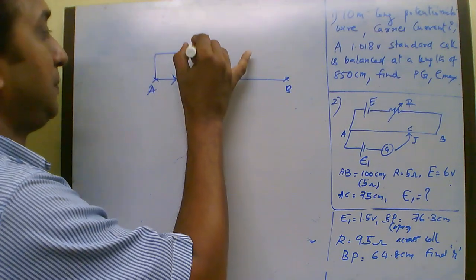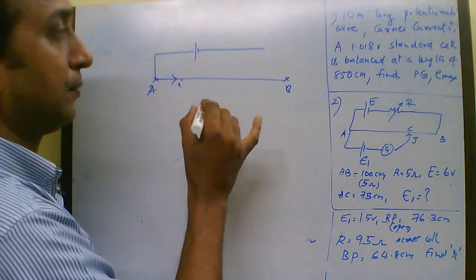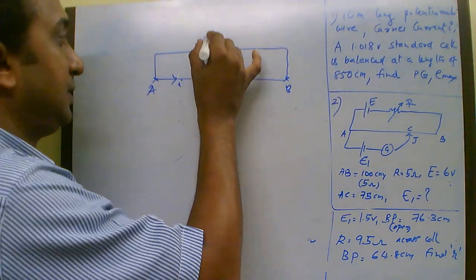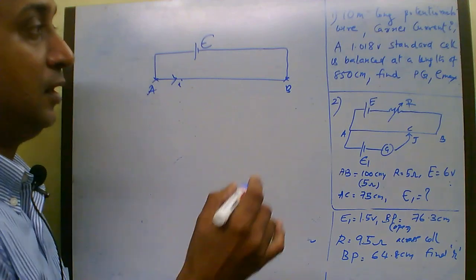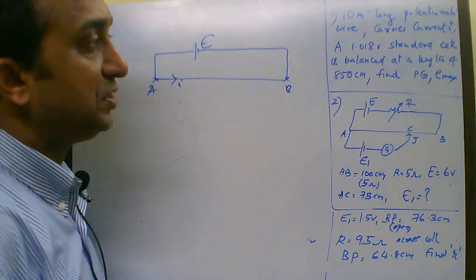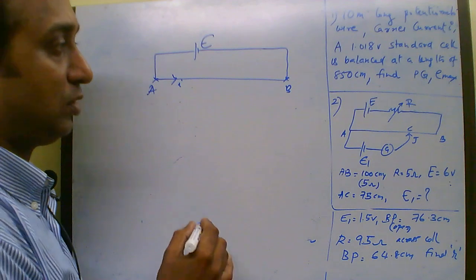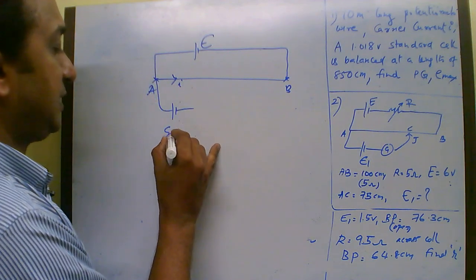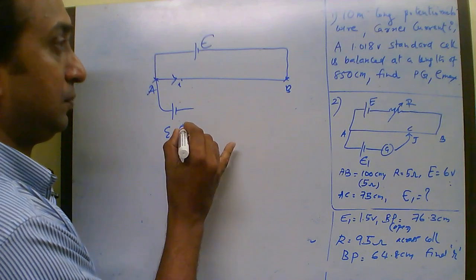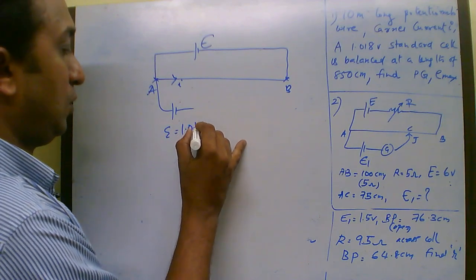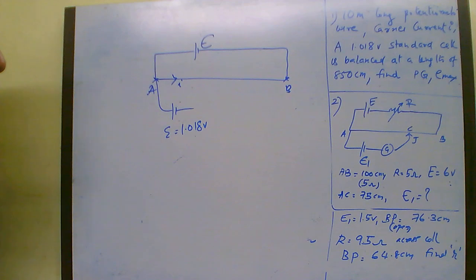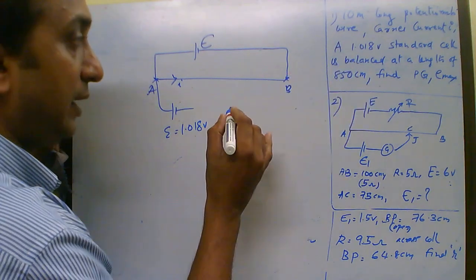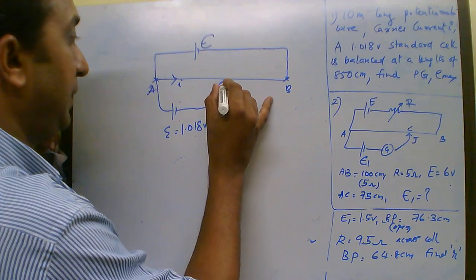So obviously there is a primary circuit which provides the current. Its EMF is E. Now a 1.018 volt standard cell is balanced at a length of 850 centimeters. So the second cell, its EMF is given as 1.018 volt, is balanced at a length of 850 centimeters.